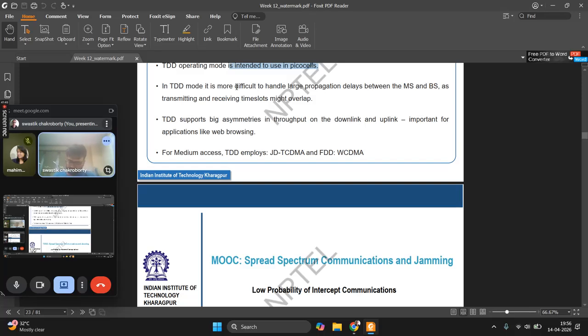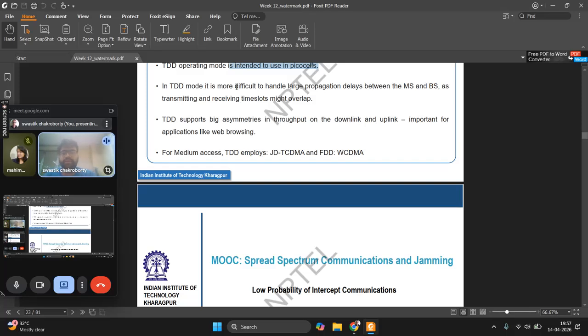So the big asymmetry is supported better in TDD than in FDD, because in FDD uplink and downlink both are given a lot of bandwidth, and you might be wasting the uplink bandwidth. In a web browsing application, if you use FDD, you will have a lot of reserved uplink data bandwidth which you will never be using because you rarely upload as much as you download.